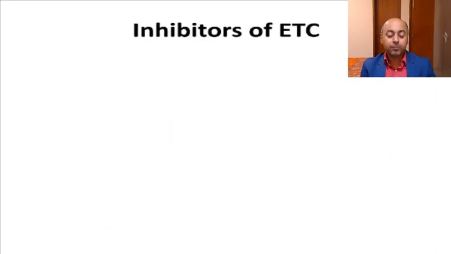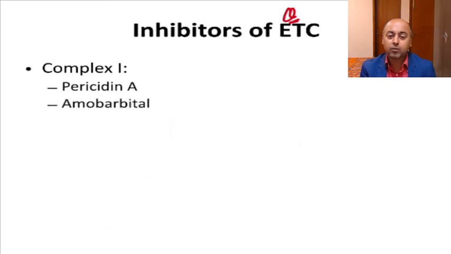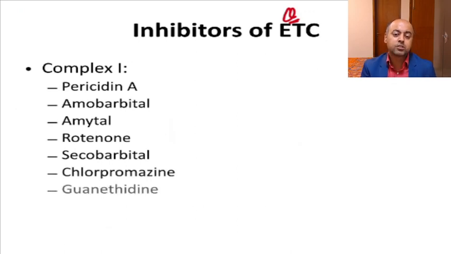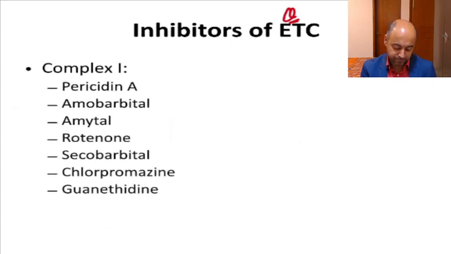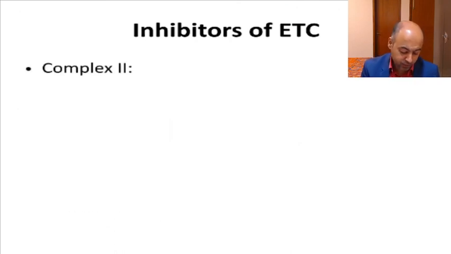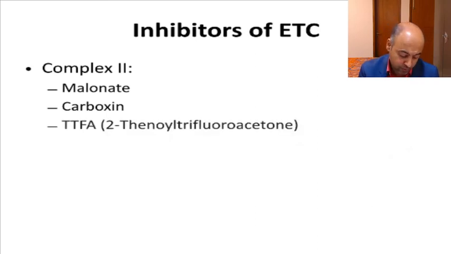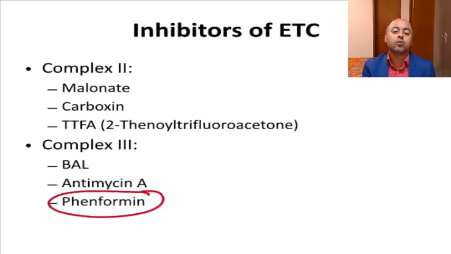Now you should know the inhibitors of the electron transport chain, very commonly asked. Inhibitors of complex 1: piericidin A, amobarbital, amytal, rotenone, secobarbital, chlorpromazine, guanethidine, demerol. All of these are inhibitors of complex 1. In complex 2, we have the inhibitors malonate and carboxin. Malonate and carboxin will inhibit complex 2, whereas in complex 3, we have phenformin.